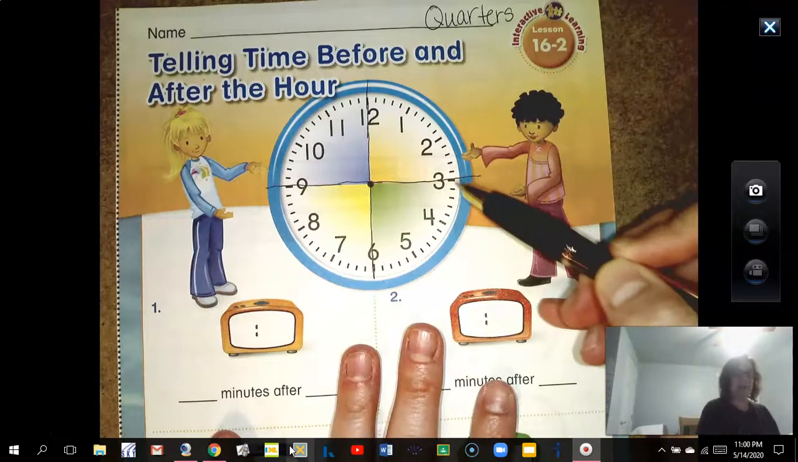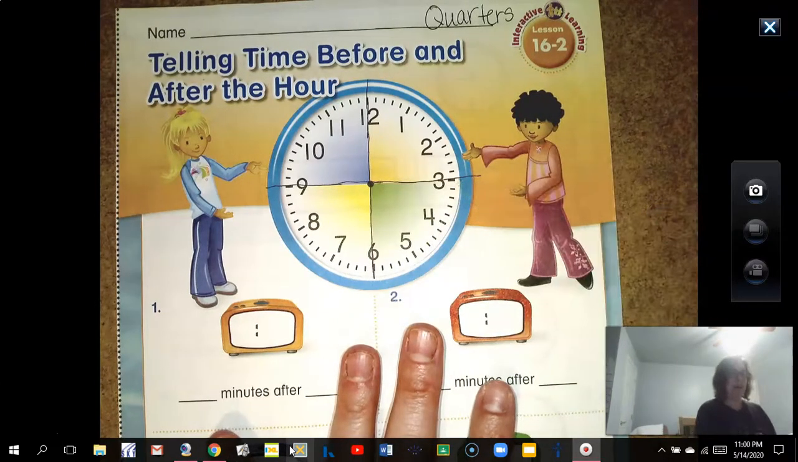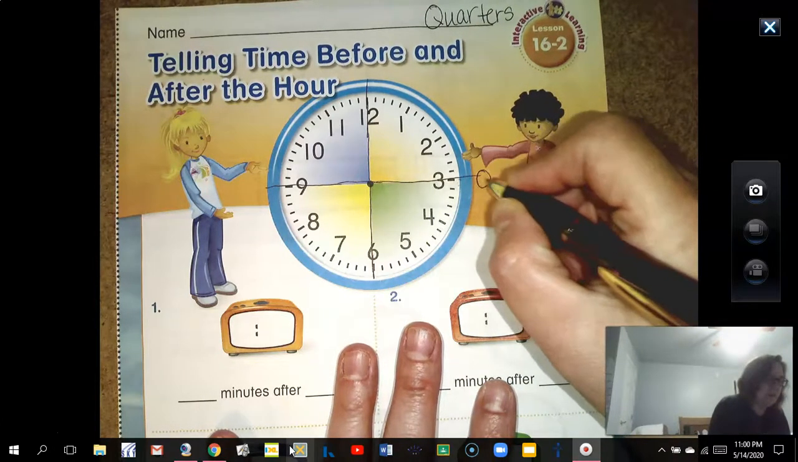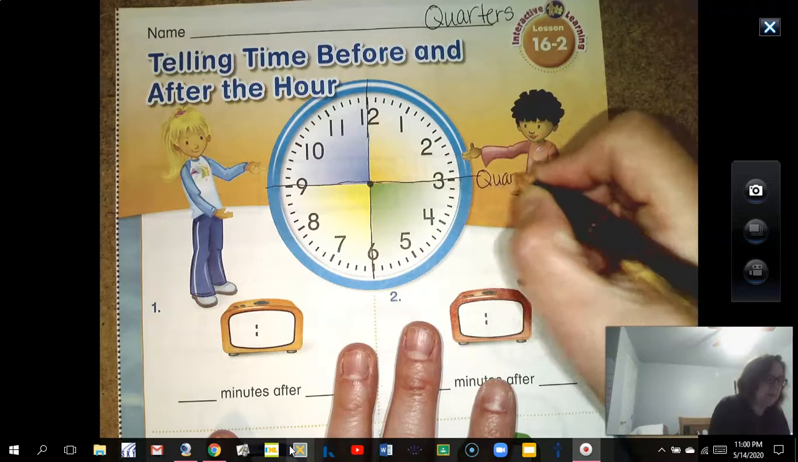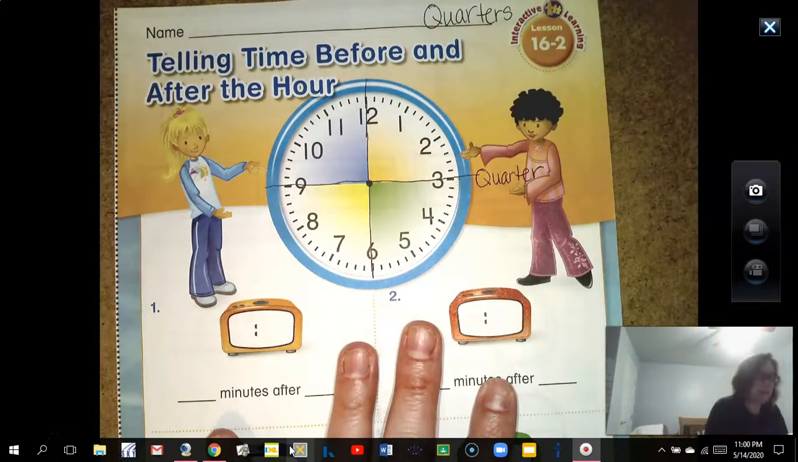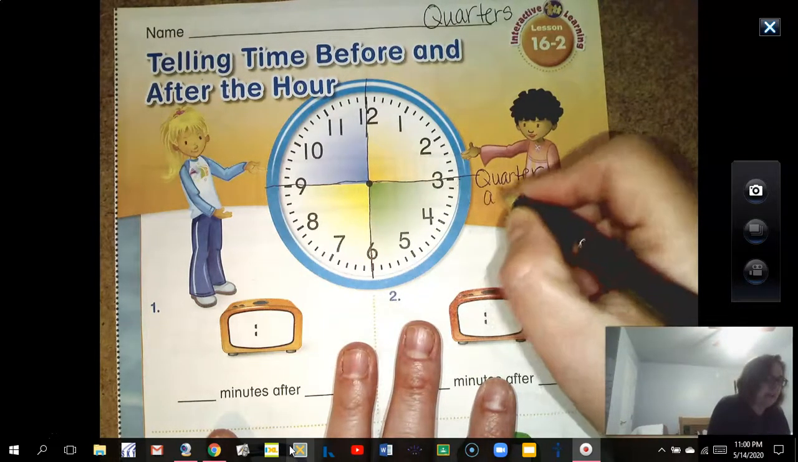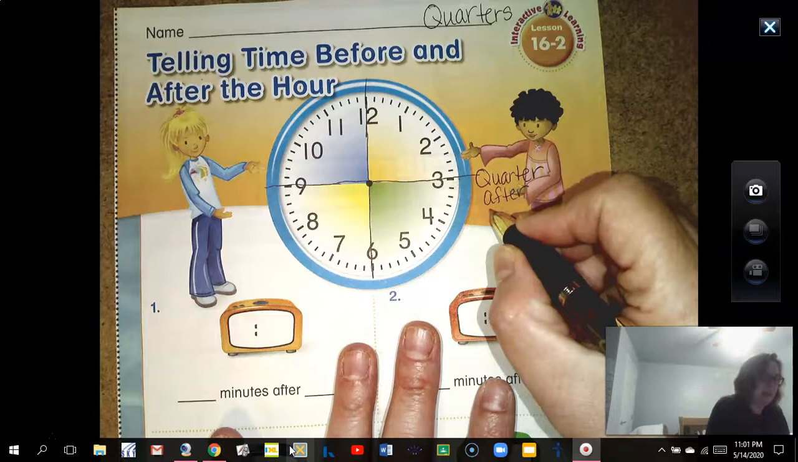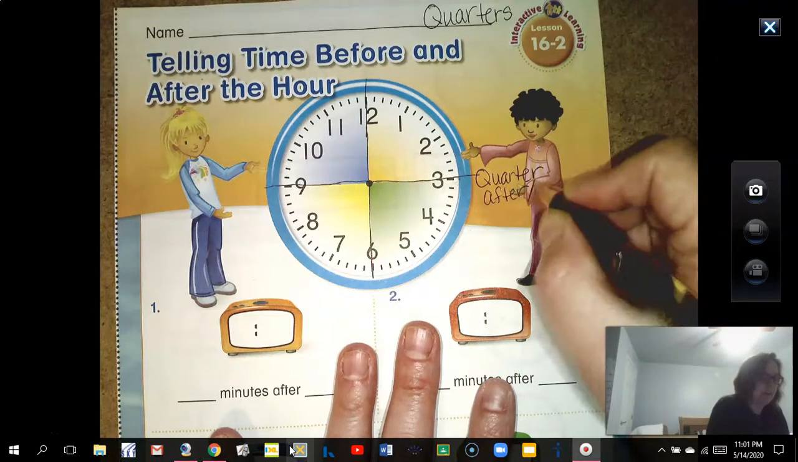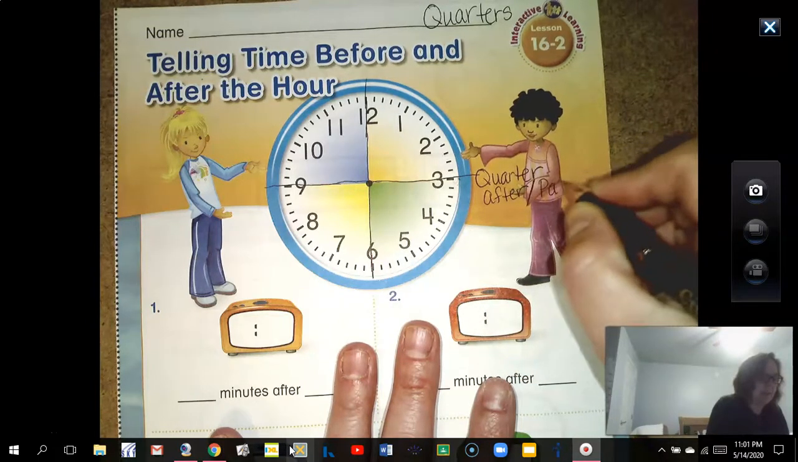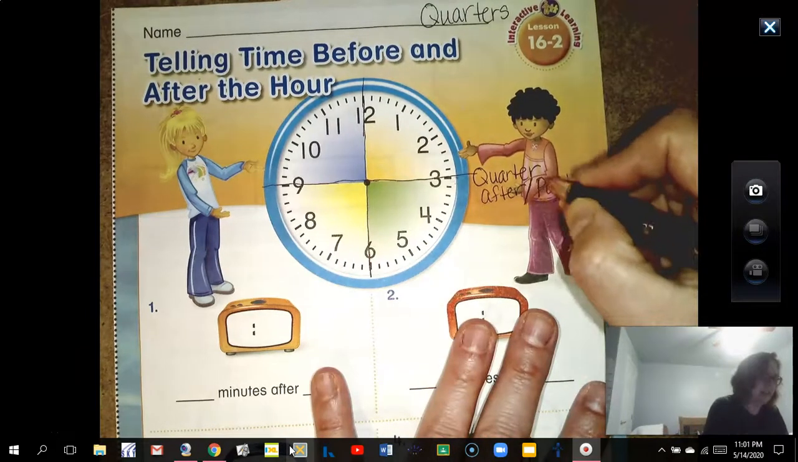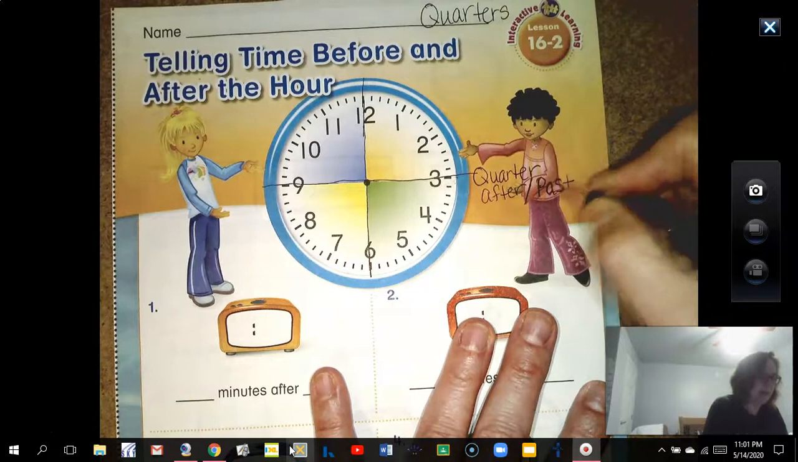So whenever that minute hand is over here, it is quarter after, or we also say quarter, I'm going to put a line here, past. Okay, can you guys see that? Quarter after, quarter past.